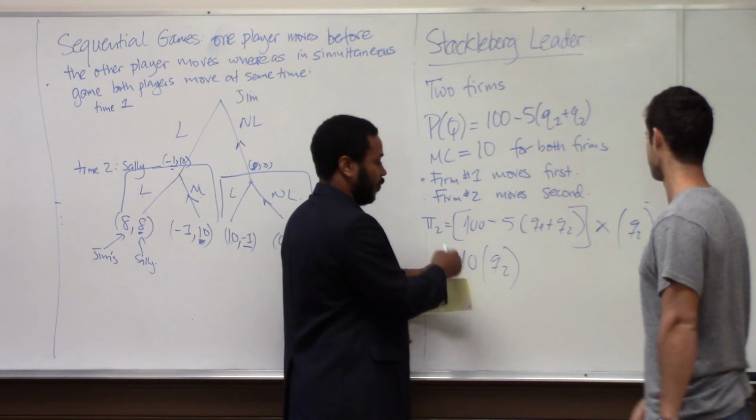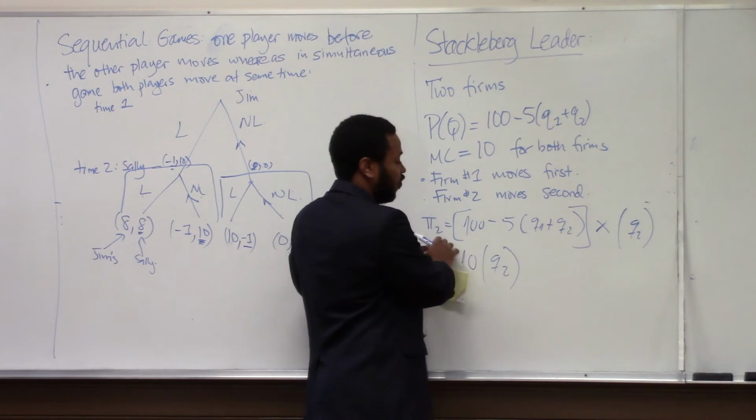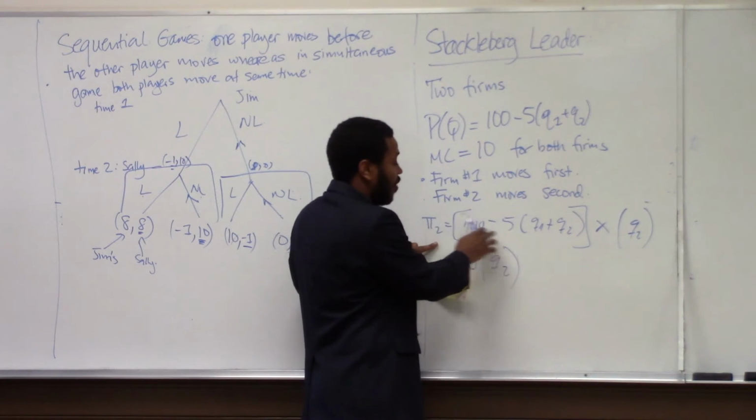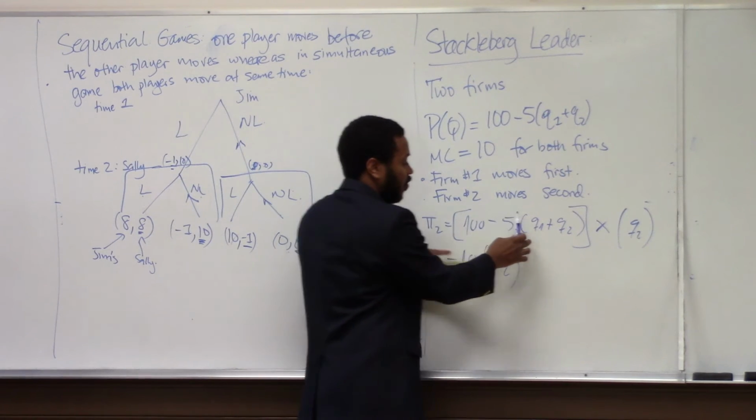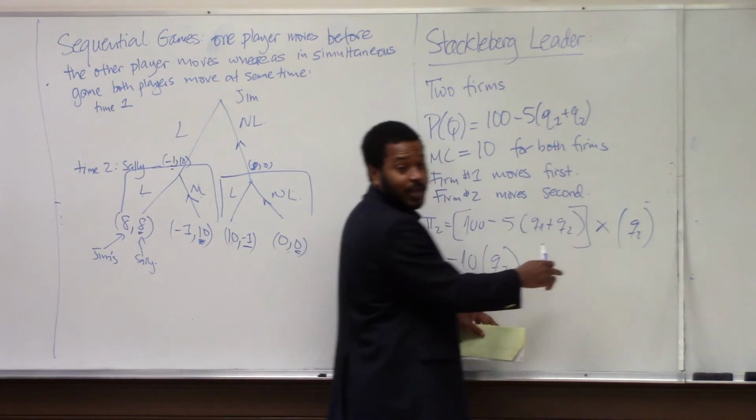So the profit for firm 2 is going to be 100 minus 5 times (Q1 plus Q2), times Q2, minus that, right?